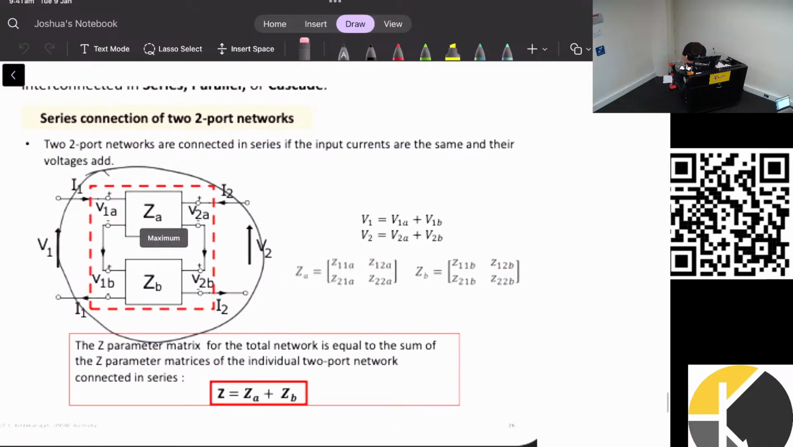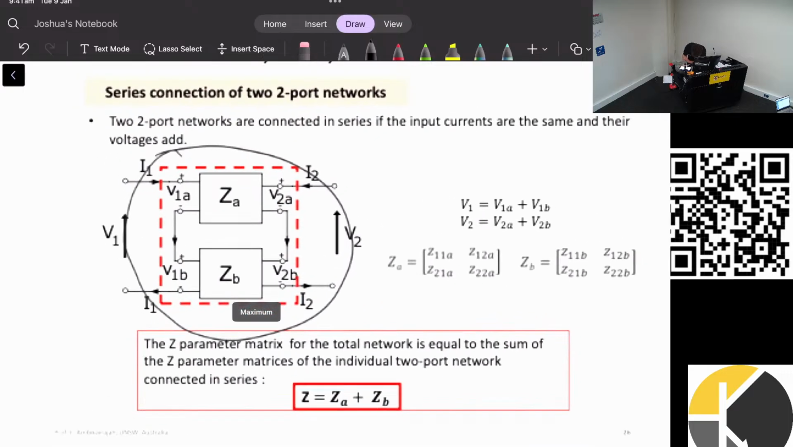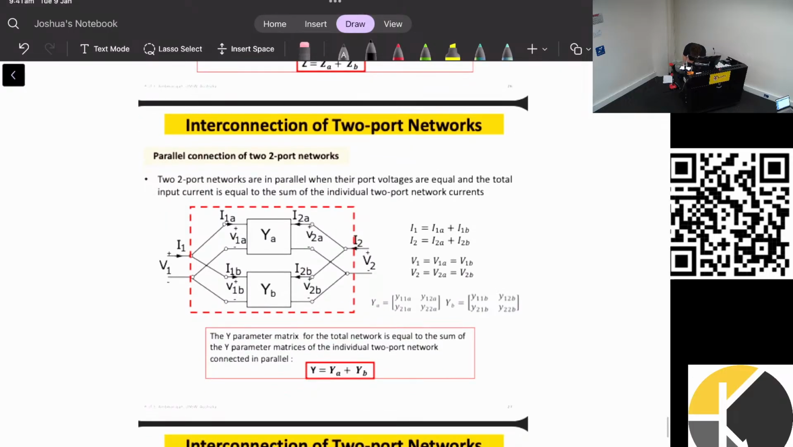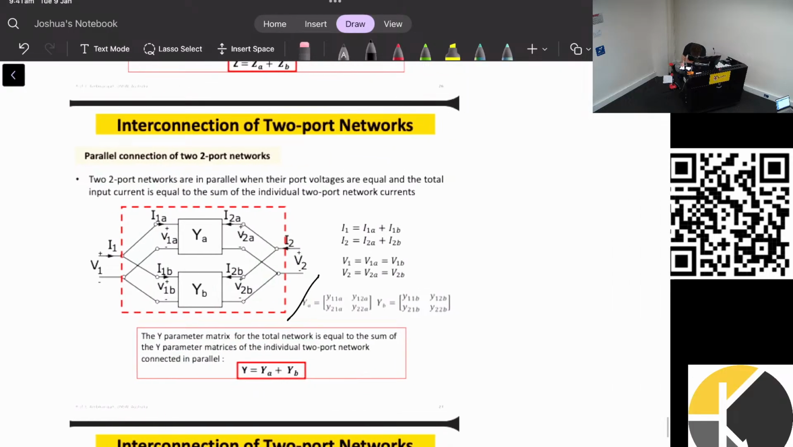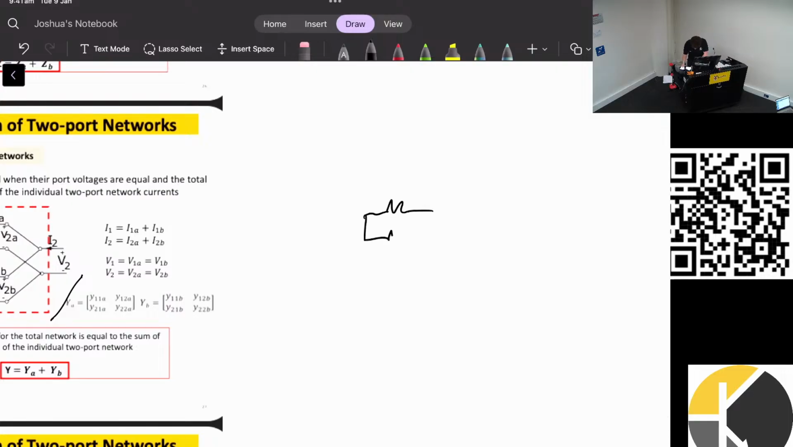There's three main ways that we care about interconnecting networks. There's series connections, where, if you think about it in the 1D case, this is ZA, this is ZB, and you get ZA plus ZB. We also have the parallel connection, which is for Y. When you have admittances, you add them, just like if you had the admittance of two resistors.